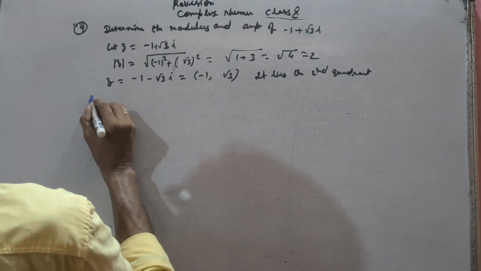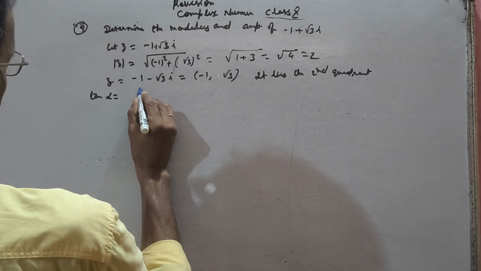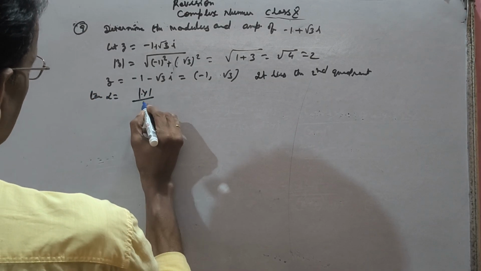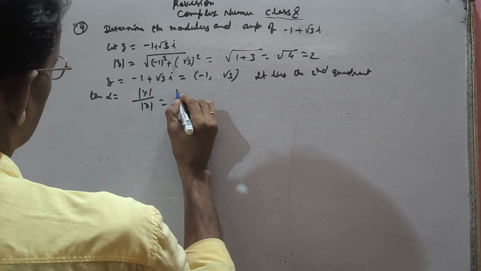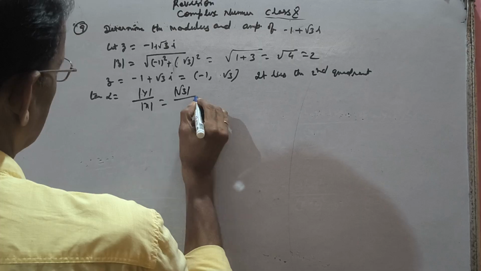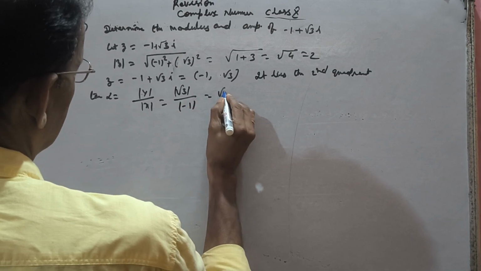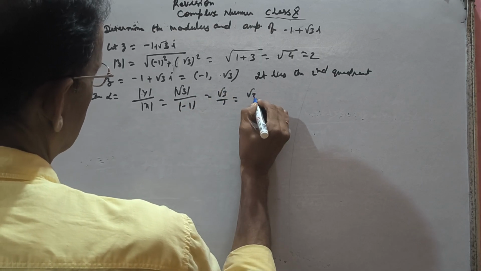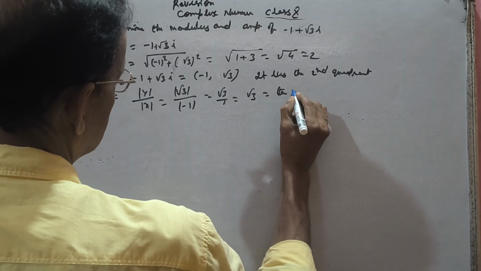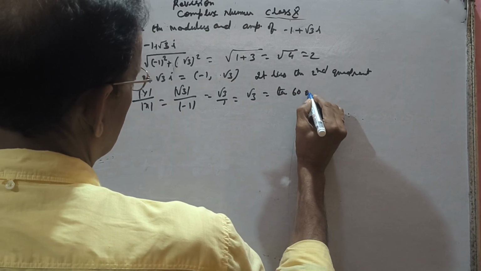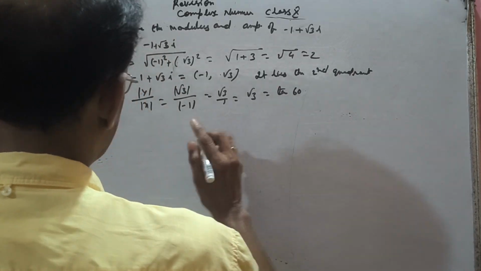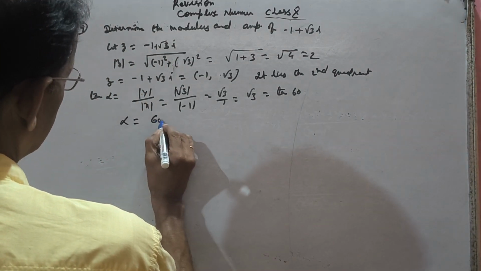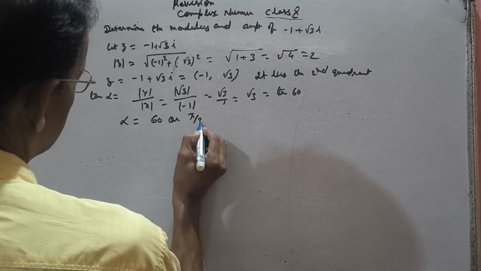Now find tan alpha. Tan alpha is modulus y by modulus x. So modulus root 3 by modulus minus 1 is equal to root 3 by 1, which is root 3, equal to tan 60 degree. So alpha equal to 60 degree or pi by 3.